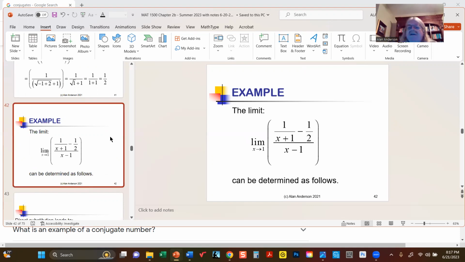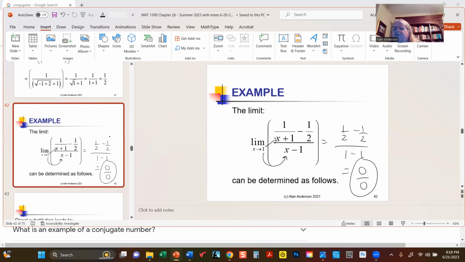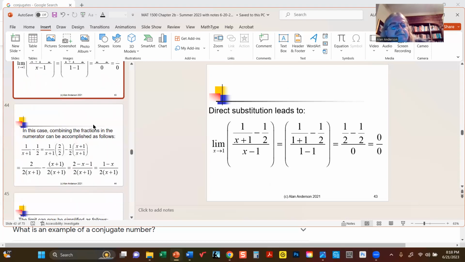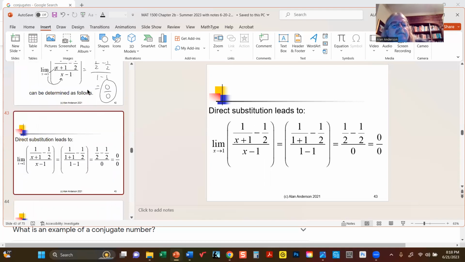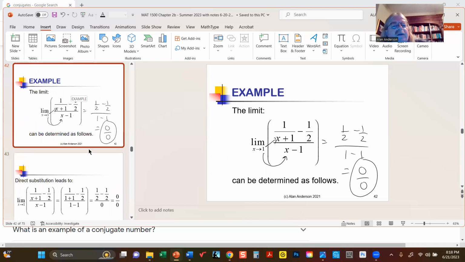So obviously, right off the bat, you can see that substituting 1 is going to give us 1/2 minus 1/2 over 1 minus 1, 0 over 0. So this is once again an indeterminate form. So we're going to try to figure out how to essentially simplify this. Now, we may be able to consolidate the two terms in the numerator and then maybe do some factoring. So let's try that. Okay. That looks like it's a possibility.